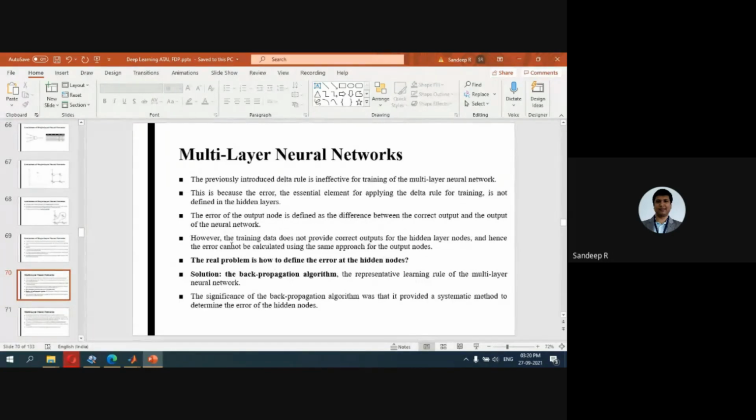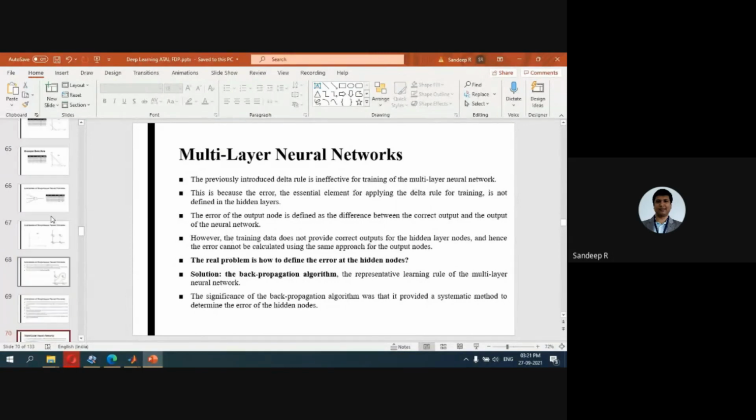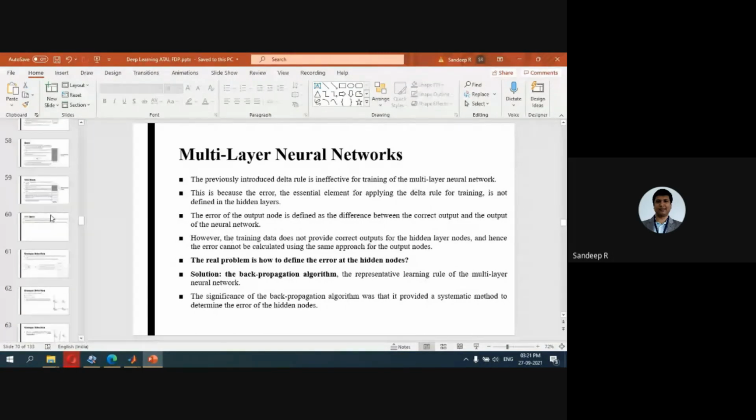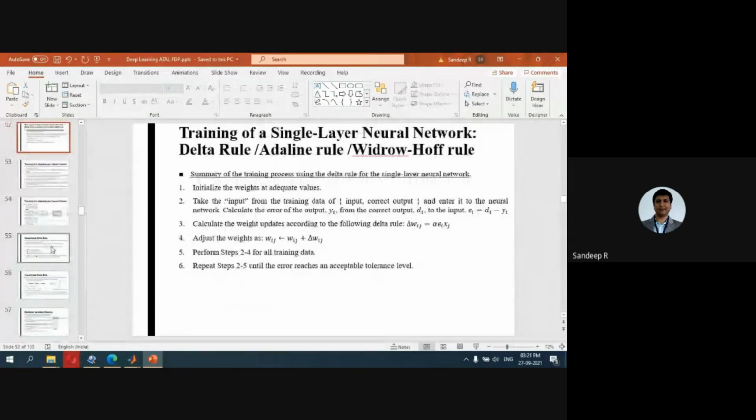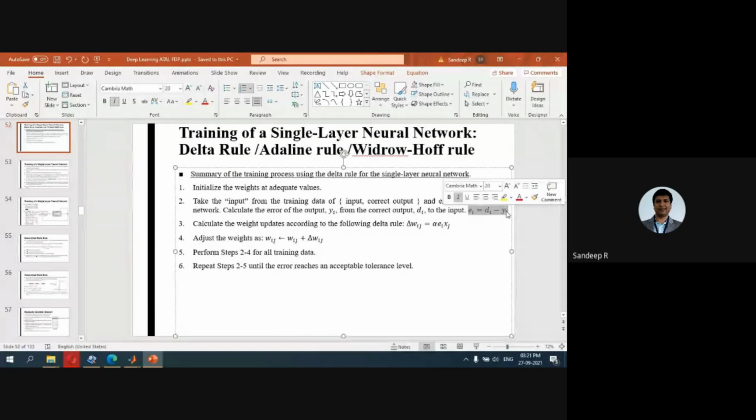But the real problem was, remember how single layer neural network training actually happened? Initialize the weights, give the input, obtain the output, calculate the error. The error is only known for the output layer. Then update the weights, repeat for all inputs, and repeat the entire set again. That's how it was done.